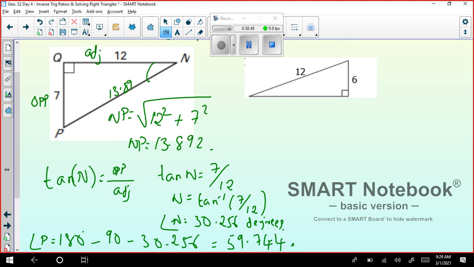Okay. We have solved the triangle because we have all three sides, 7, 12 and NP, which is 13.89. This is 90, and we found angle N to be 30.256 and angle P to be 59.744. So we have solved this particular triangle.